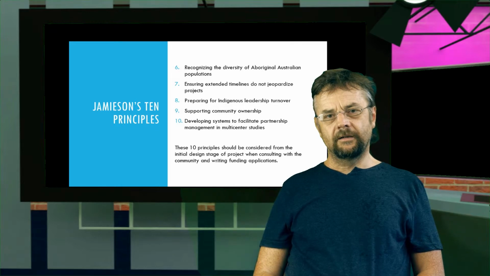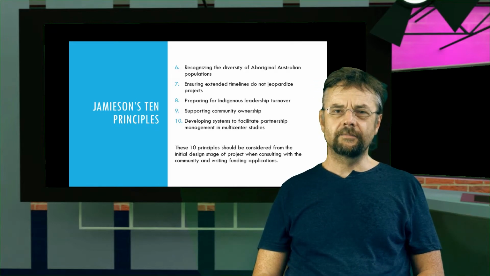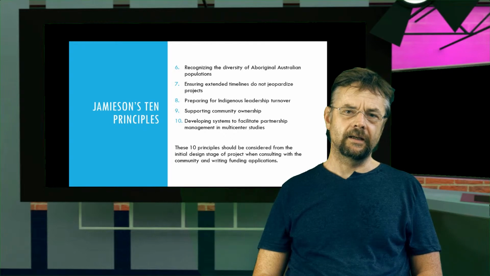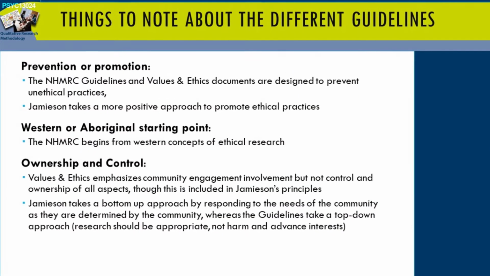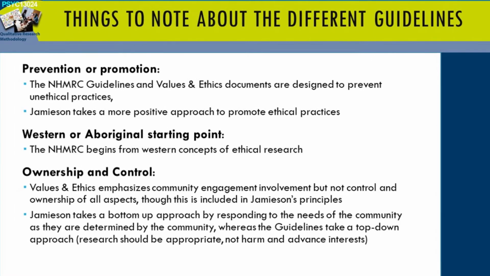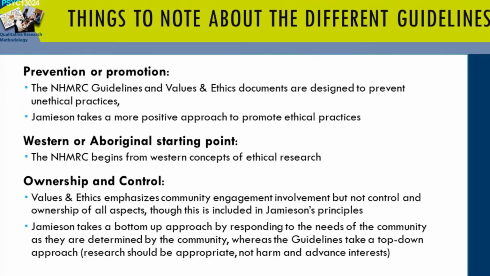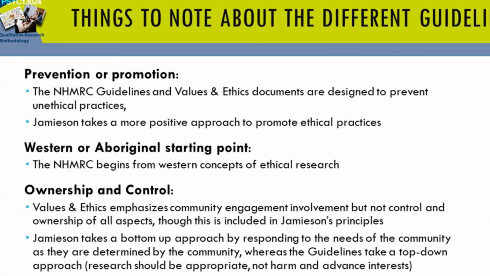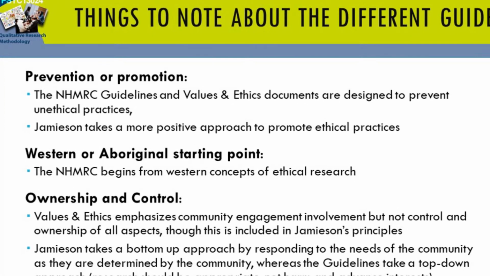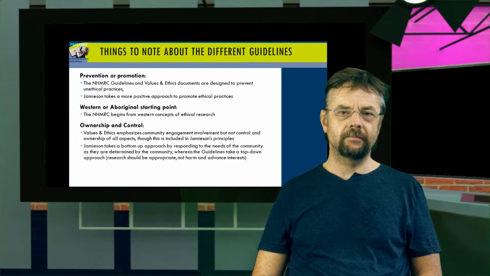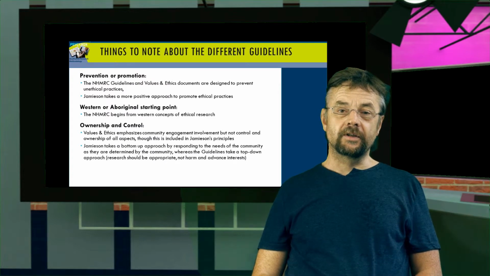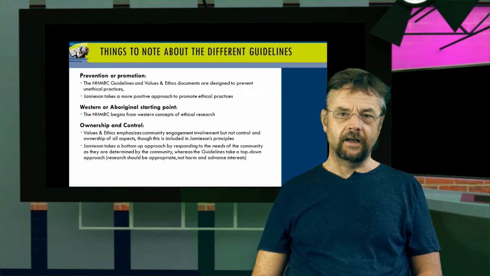Now, there are a couple of interesting differences between Jamieson's principles and the NHMRC guidelines on values and ethics. Jamieson takes a more positive approach in promoting ethical practices, whereas the NHMRC guidelines are much more about preventing unethical practices. The NHMRC document very much adopts a kind of Anglo-European approach, whereas Jamieson's work builds into the principles the importance of beginning with Aboriginal values about research.